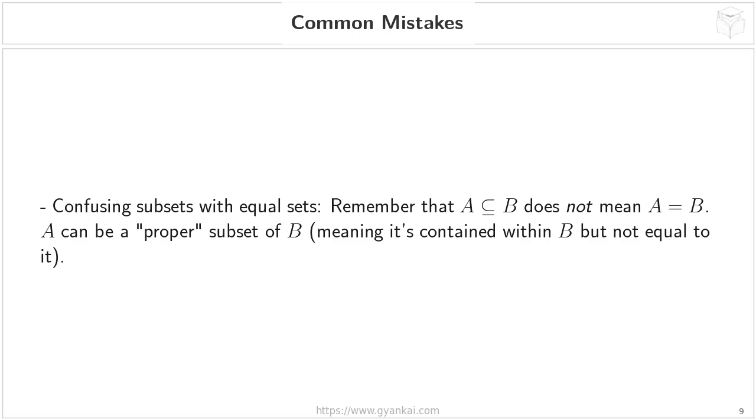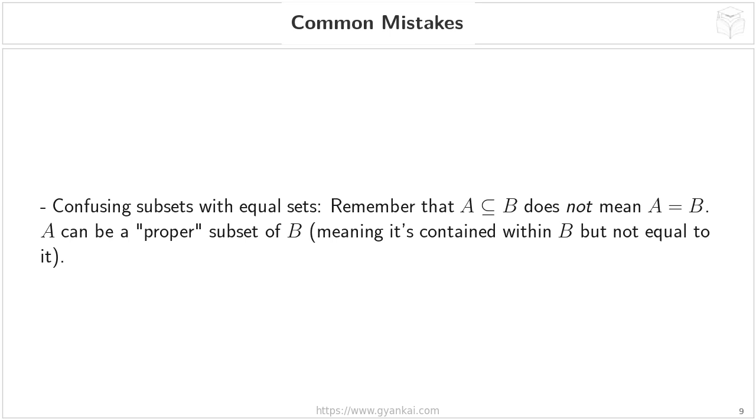Common mistakes. The first point here says, confusing subsets with equal sets. Now, remember from the previous slides, when we write A is a subset of B, which we read as A is contained in B, it simply means every element in A is also in B, but it doesn't mean A and B are exactly the same set. They could be different.